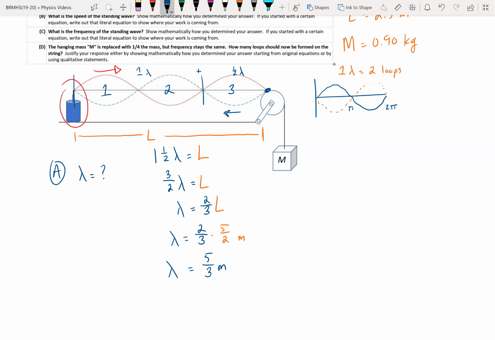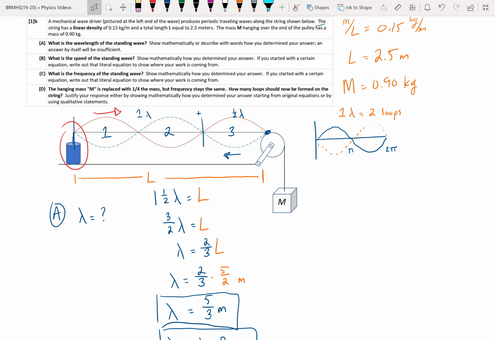And if you want to leave it as that, that's fine. I have a number and I have a unit. Make sure we have our units there. But just for fun, let's also write that as a decimal, about 1.67 meters. Both of these are fine answers, and I've shown mathematically how to get that. If you want to draw in the picture too, or draw it out, that's fine as well. Make sure you show you're getting a specific value. So for part A, lambda is 1.67 meters.